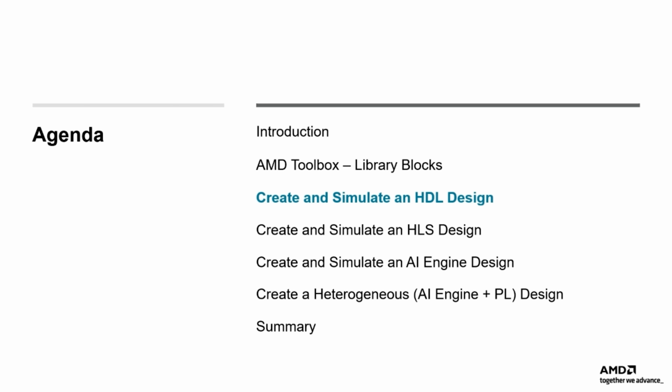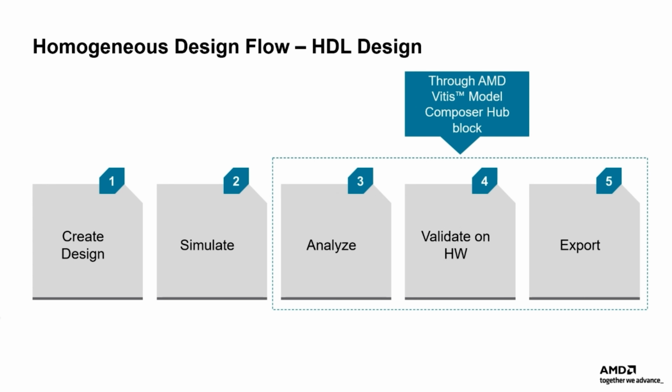Here is the general flow for creating homogeneous designs using HDL, HLS, or AI Engine library blocks. Creating the design and simulating steps are performed using the Simulink software along with the simulators, whereas analyzing, validating on hardware, and exporting the design are performed using the Vitis Model Composer Hub block. Let's focus on the first two design steps, creating and simulating an HDL homogeneous design.